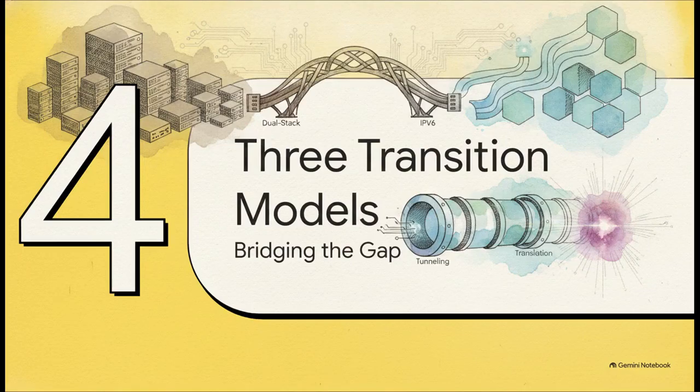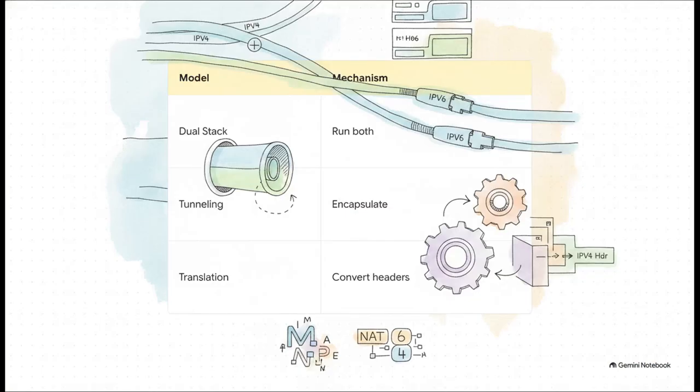Section 4. Three models of transition. Let's look at the toolkit for bridging this gap. To bridge this gap, we rely on 3 high-level philosophies. First up is dual stack. That's running complete IPv4 and IPv6 stacks simultaneously on every node. Conceptually, super simple, but it literally doubles your management overhead and, crucially, still consumes those scarce IPv4 addresses we just talked about. Second is tunneling, which is basically encapsulating one protocol inside the other to cross incompatible infrastructure. And third is translation, relying on stateful or stateless header conversion at the network boundary.